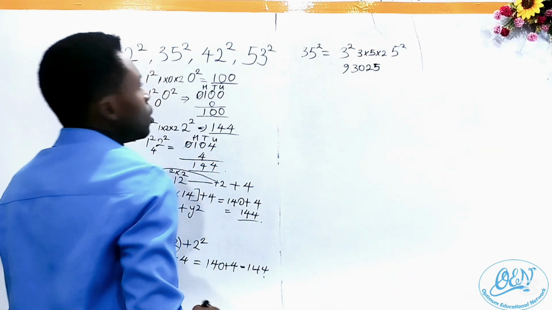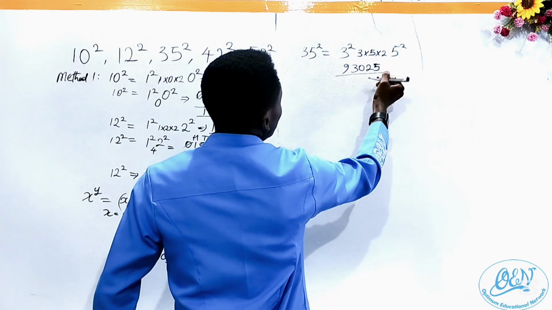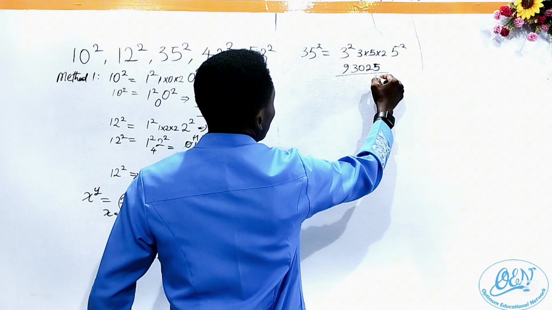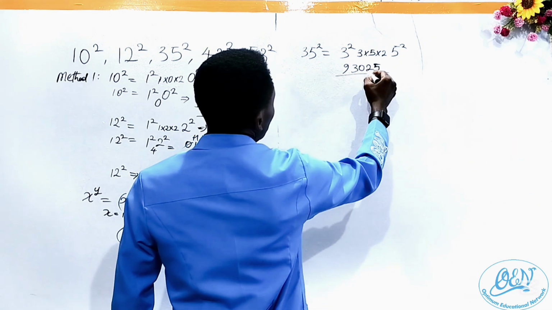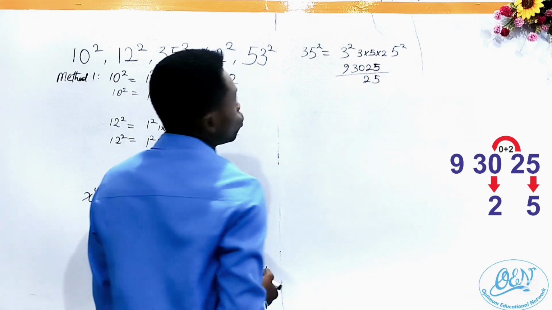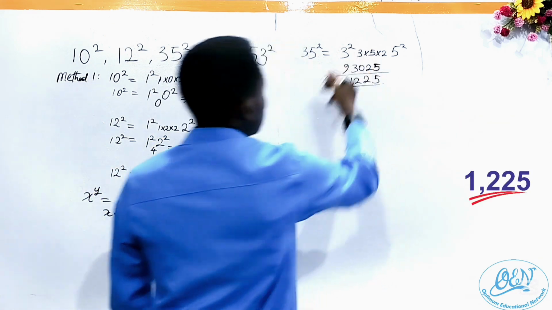Now this is the end of our value. So what are you going to get? This 25. So you have 5 here, which is the units. This 2 added to 0, you have 2. 3 plus 12. 3 plus 9 is 12. So this is 35 squared.